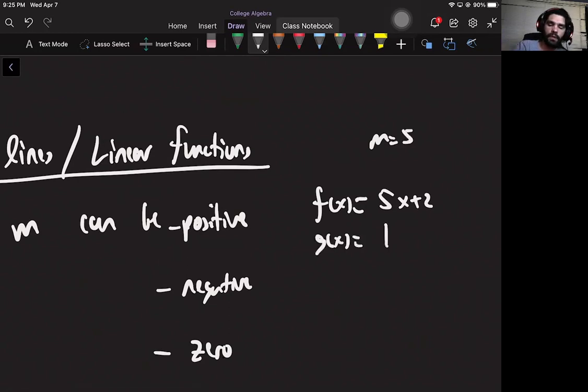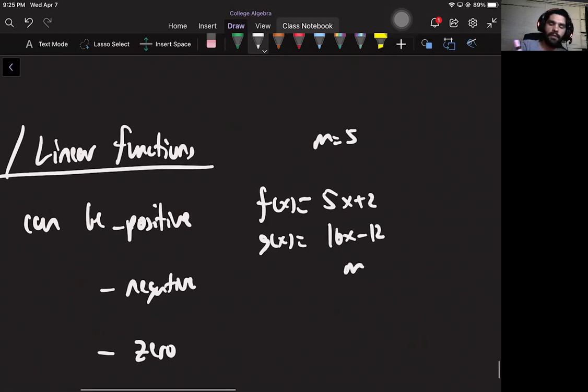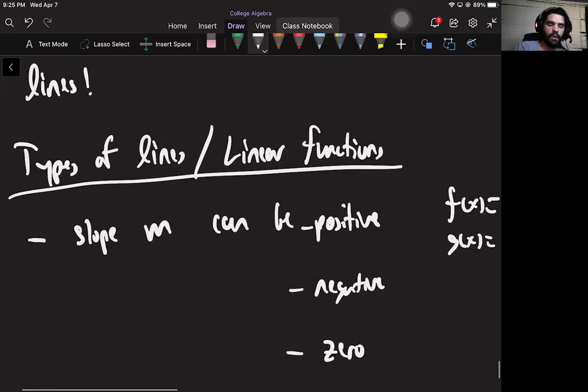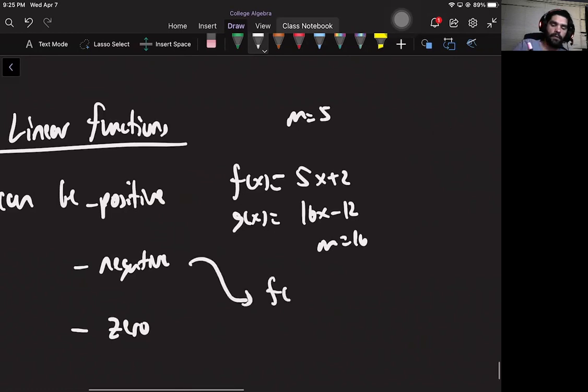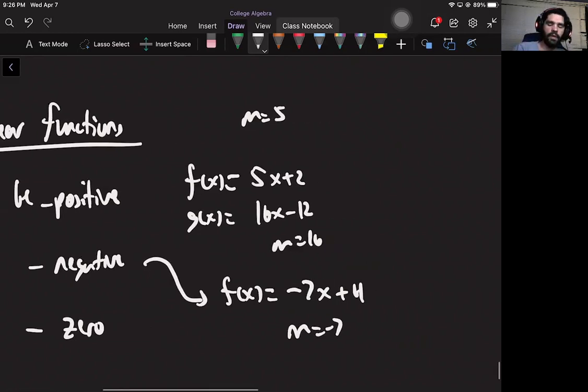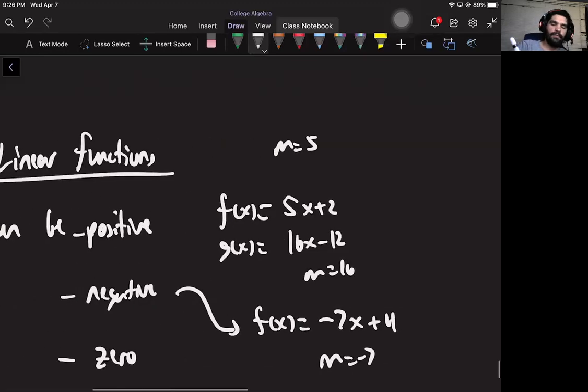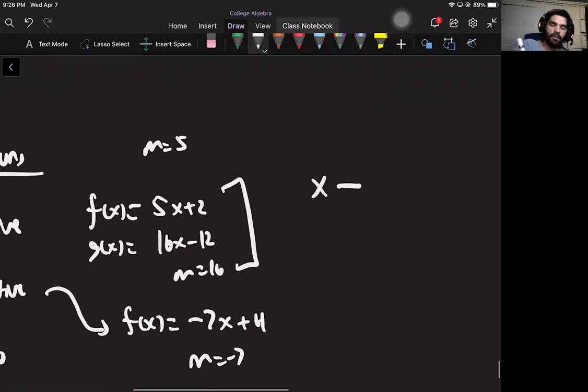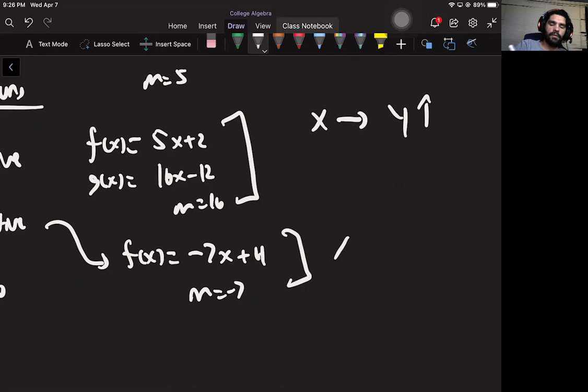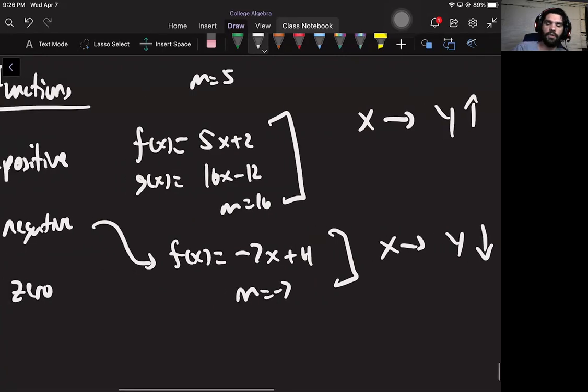Or 16x minus 12, something like that. m is 16, still a positive number. It could also be negative. So you could have something like negative 7x plus 4. What this does is we can think about it before we even graph: it's saying the rate of change is positive or negative. So up here, as x goes over, y is going to go up. We'll see that visually next time. Here, as x goes over, the rate of change is negative, so y is going to go down. The graph will go down as you go over instead of up.